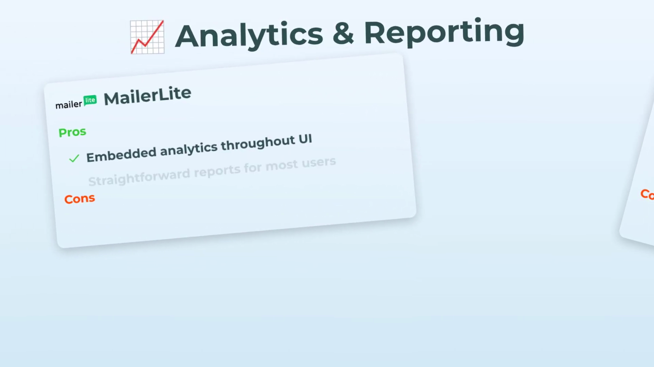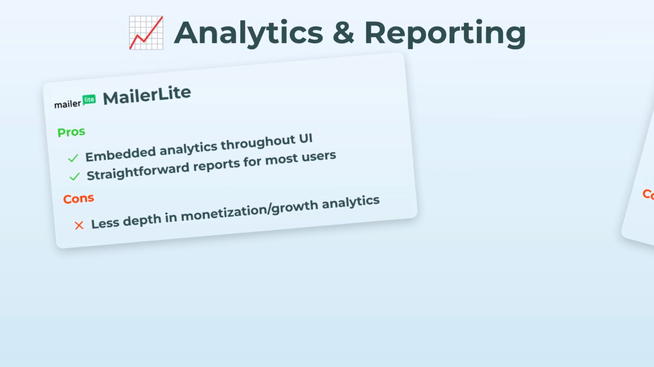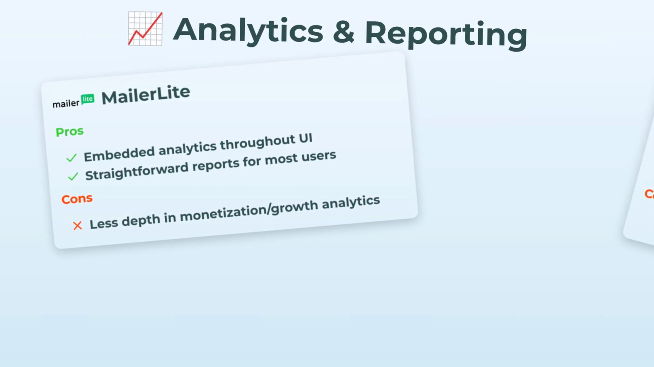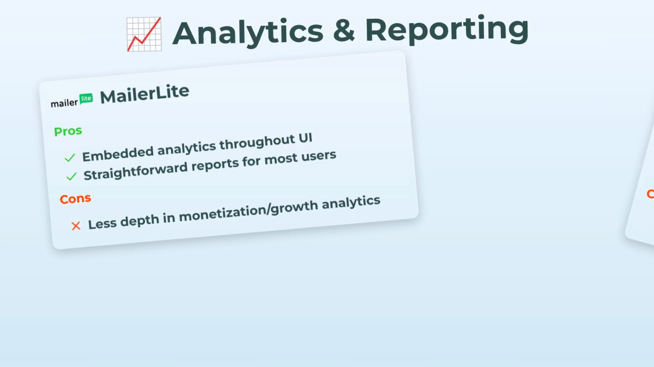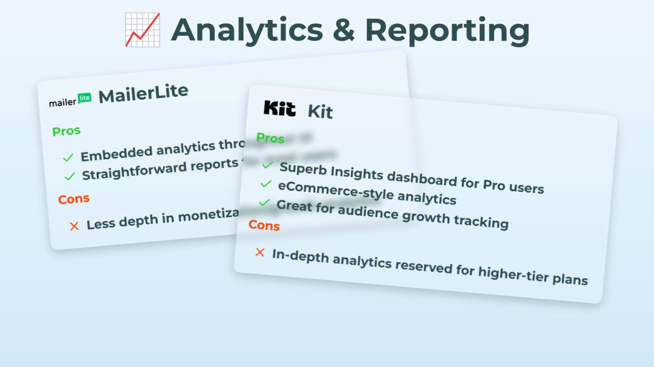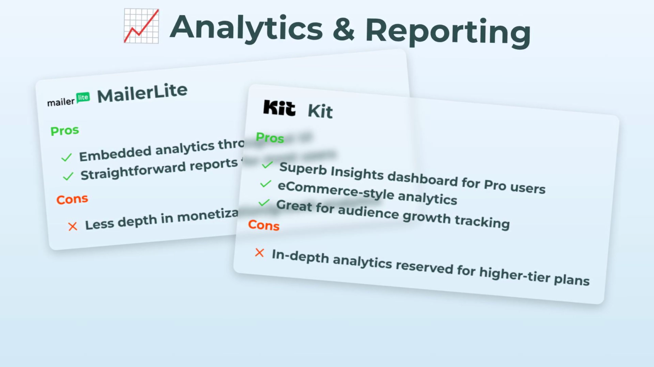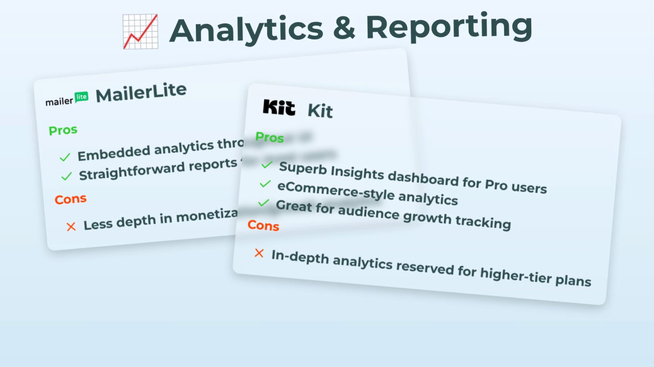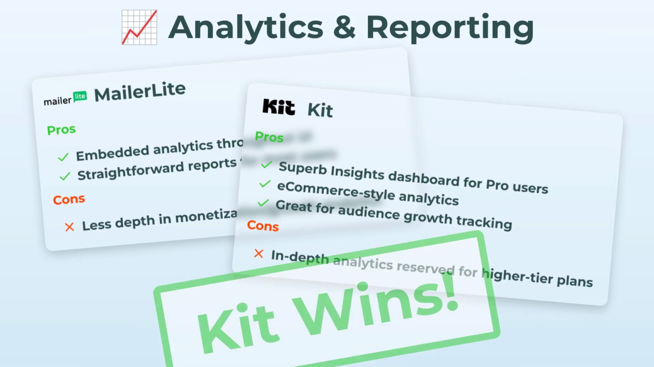Next, analytics and reporting. MailerLite puts analytics front and center. You'll see embedded insights as you go, and the reports are super easy to digest. For most users, that's more than enough. But if you crave deeper intel, especially on how to actually make money or grow an audience, you might come up a little short. Kit, on the other hand, really shines for power users. There's a whole insights dashboard, awesome e-commerce style analytics, and just way more detail on audience growth and monetization. The downside? That level of detail is gated for folks on higher tier plans, so you do need to pay up. Still, Kit takes this one for analytics.